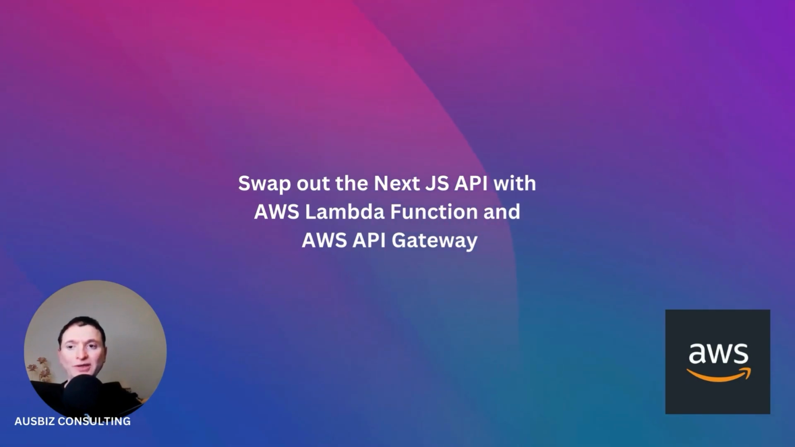First, I will create a new Lambda function. I will copy and paste the core logic from the API in Next.js and turn this into my Lambda function. Since my Next.js app is built using TypeScript and Node.js, I will be creating my AWS Lambda function using Node.js and JavaScript. To get started, let's go back to AWS console and go to AWS Lambda.